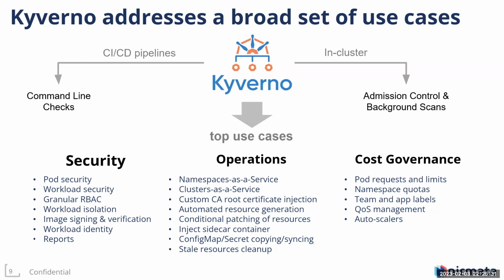Some other things that are super nice for operations teams: being able to do things like inject certificates as volumes, being able to inject sidecars, being able to copy and then sync config maps and secrets across the entire cluster. And as I mentioned on the previous one, in 1.9 we've got the new cleanup ability, so you can remove stale resources that are in your cluster on a policy definition.